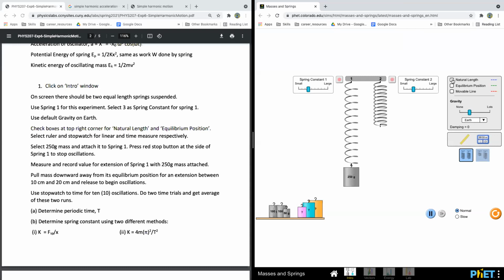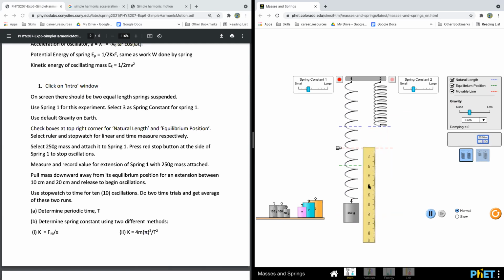Then we have the natural length, which is just for measuring the spring. The spring natural length is here in the blue line, and the equilibrium position is when the spring gets to equilibrium, and the movable length is here. Before we put the weight on the spring, it's at the natural length. Let's say we put the weight on the spring, and you can see, let's put a ruler here. This is the equilibrium position, and this is the movable line.